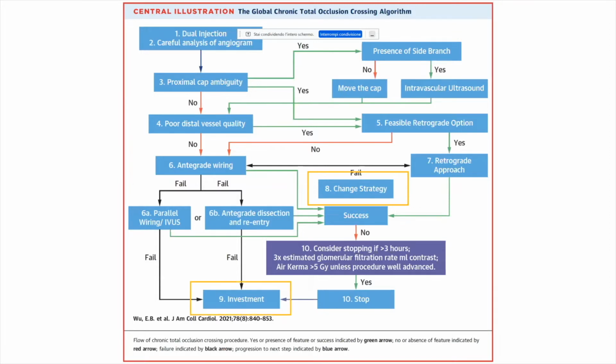And step 9 is the concept of investment procedure that we just saw before. And step 10 is when to stop. This is an important message because we have to know when to stop. For the authors, we have to consider stopping when the procedure is longer than 3 hours and the operator or the patient is tired, or when we inject more contrast than 3 times the estimated GFR, or when the air kerma is more than 5 grays, unless the procedure is well advanced.